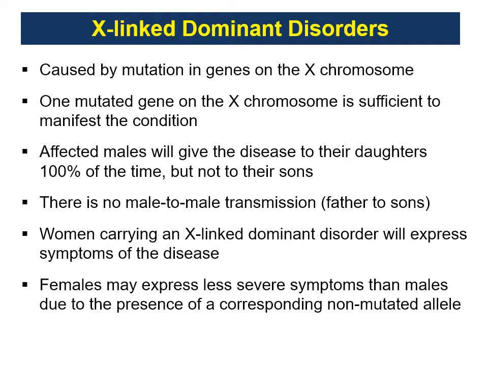Here are the characteristics of X-linked dominant disorder. It is caused by mutation in genes on the X chromosome of the sex chromosome. Therefore, one mutated gene is sufficient to manifest the condition. An affected father will pass the disease 100% to their daughters, but not to their sons. There is no male-to-male transmission. A father cannot pass the disease to their son.